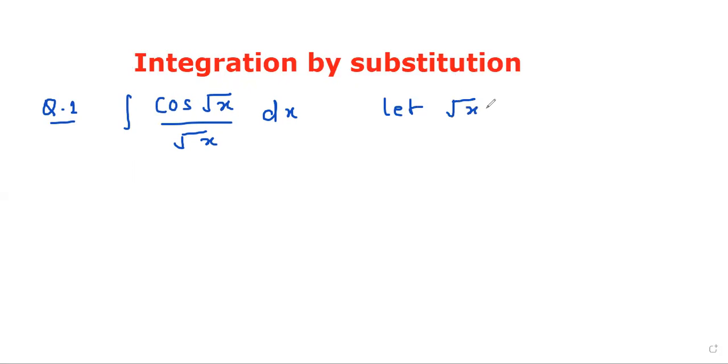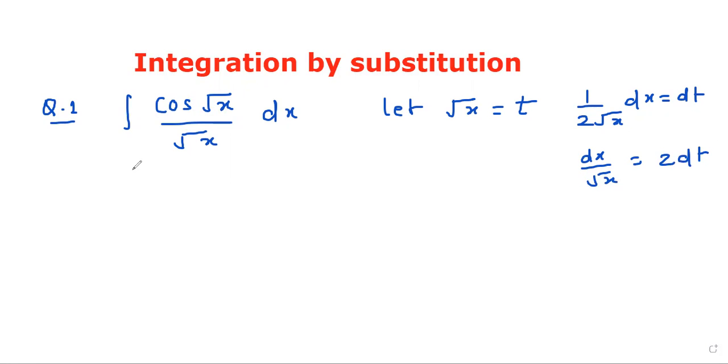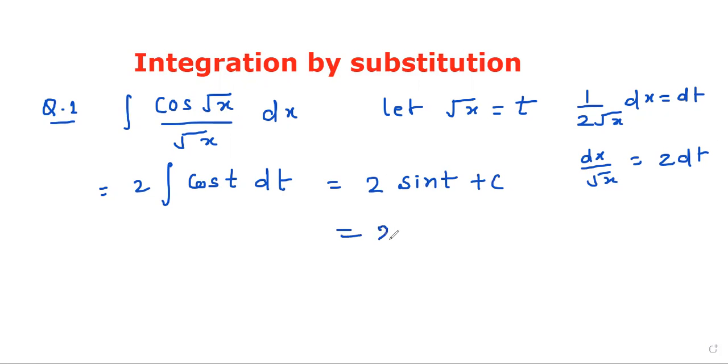Let root x equal to t. 1 upon 2 root x dx will be equal to dt. We have dx upon root x, so dx upon root x will be 2 dt. So it will become twice of integration cos t dt, which will give twice of sin t plus c, twice of sin root x plus c.